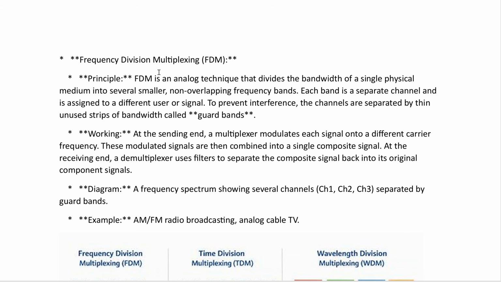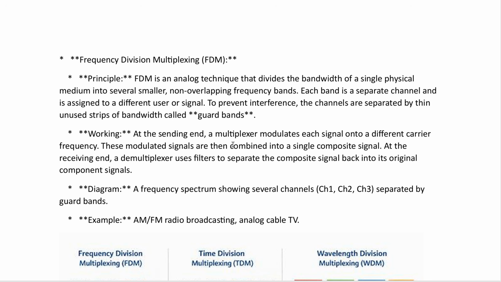First is FDM, frequency division multiplexing. The principle behind FDM is an analog technique that divides the bandwidth of a single physical medium into several smaller non-overlapping frequency bands. Each band is a separate channel and is assigned to a different user or signal. To prevent interference, the channels are separated by thin, unused strips of bandwidth called guard bands.